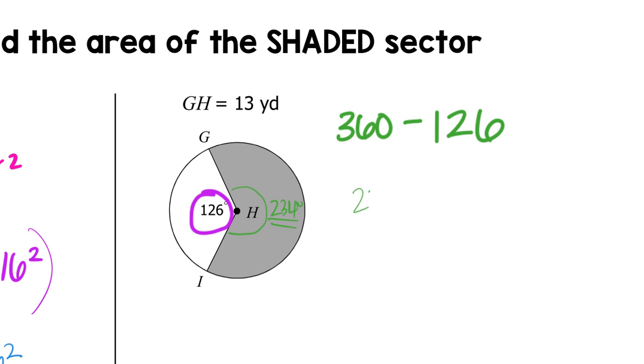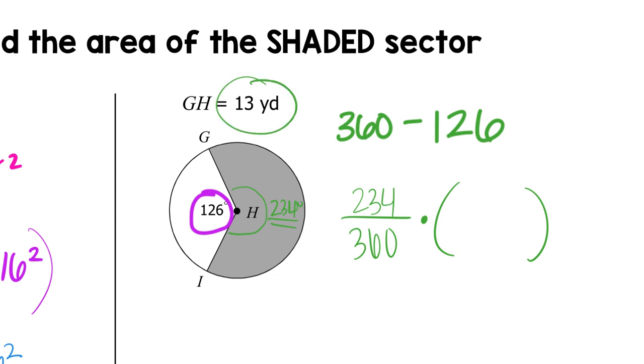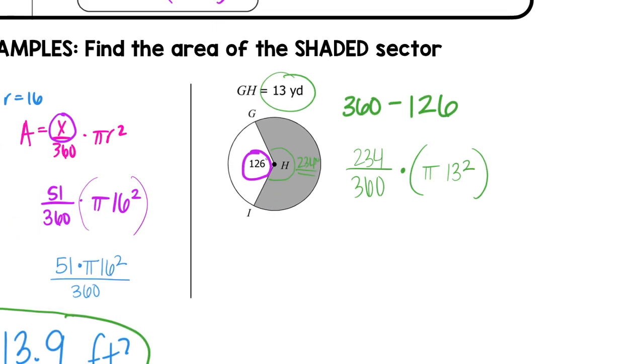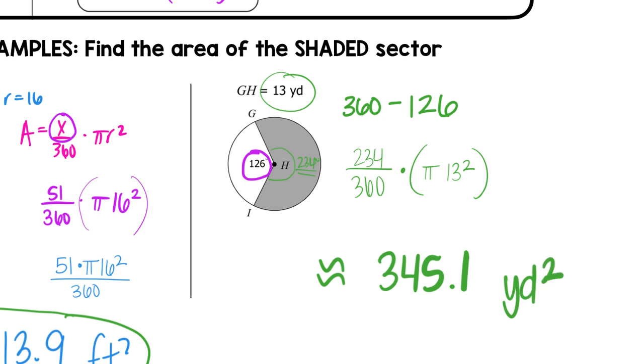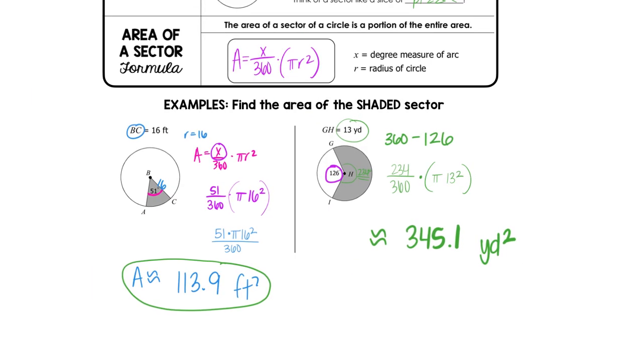So we could do 234 out of 360 times the area formula, which would be pi r squared. So 13 is the radius here. So pi 13 squared. So again, type that into your calculator, however you did it for the last one. You should be getting approximately 345.1. Okay, when you're ready, go ahead and turn the page. We're going to do some more examples.